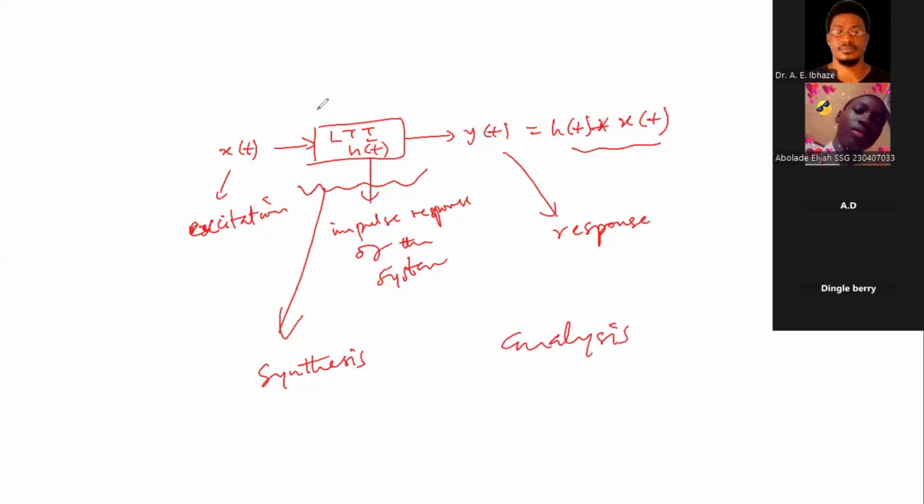So we know what the system properties are, then we have the input, so what is the output? We want to tell what the output is.